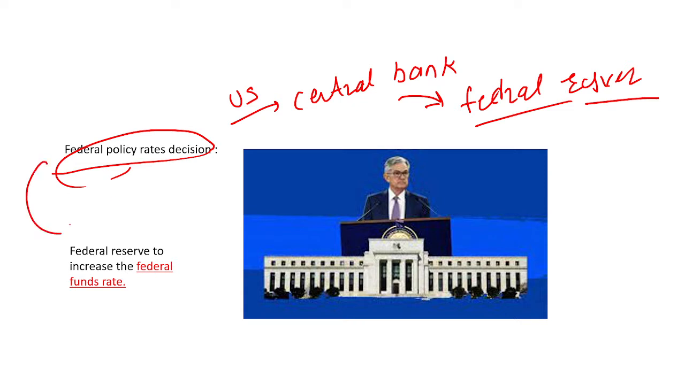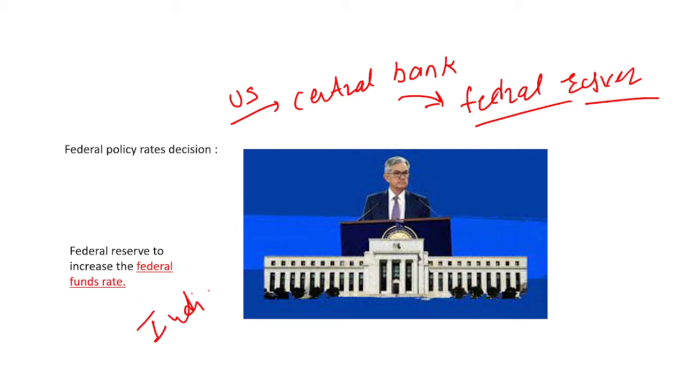These federal policy rates are called federal funds rates, right? Every country has its own particular naming system for everything, right? In the same way, the interest rates in India are called interest rate or repo rate, right? In the same manner, in the US, these policy rates are called federal fund rates, right?